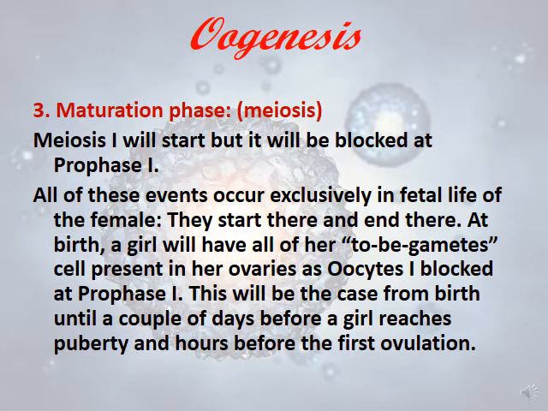This will be the case from birth until a couple of days before a girl reaches puberty, and hours before the first ovulation. So meiosis 1 will start and will be blocked at prophase 1 during the fetal life, and we will have oocytes 1 blocked at prophase 1 from birth until just before puberty and the first ovulation.